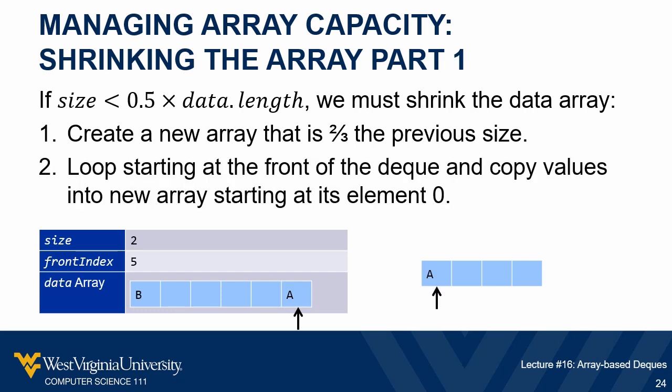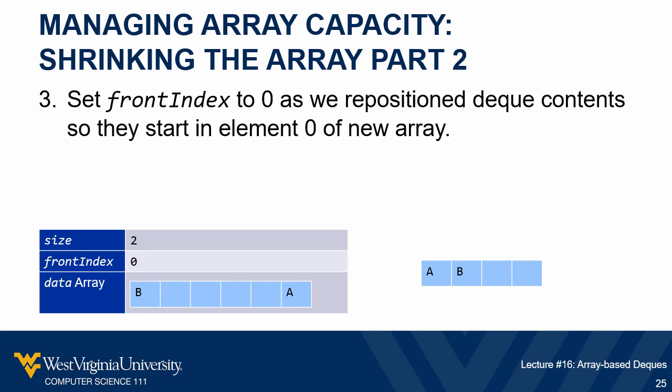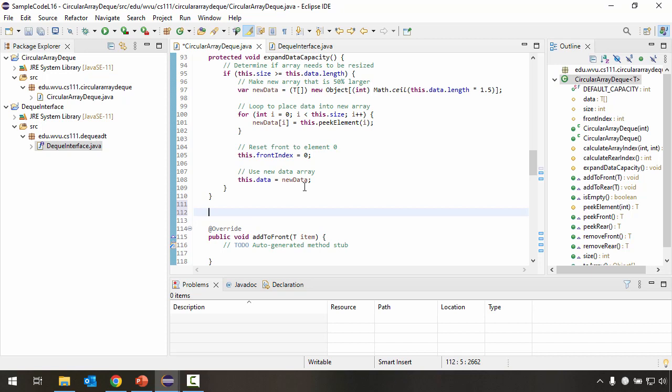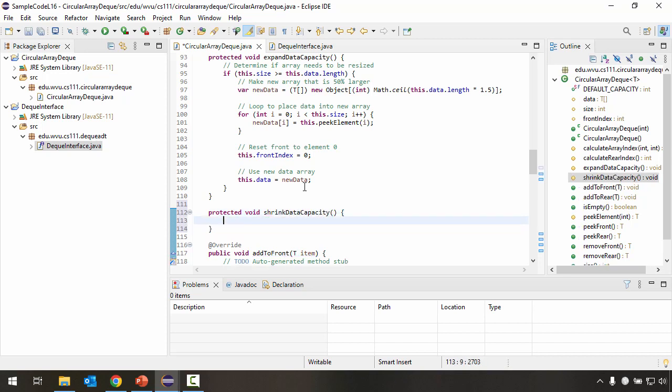With our smaller array, we're still going to copy over the values so that the front of the deck goes in element 0. Again, that simplifies figuring out where we need to position stuff. Once I've populated the new array, I'm going to set frontIndex to be 0 to reflect that everything has been moved and reset with its position. And then I'm going to store that new smaller array in the data field to replace the previous larger one. I'm going to call my method here shrinkDataCapacity, and it's also going to be a protected void method, and it will not require any parameters.